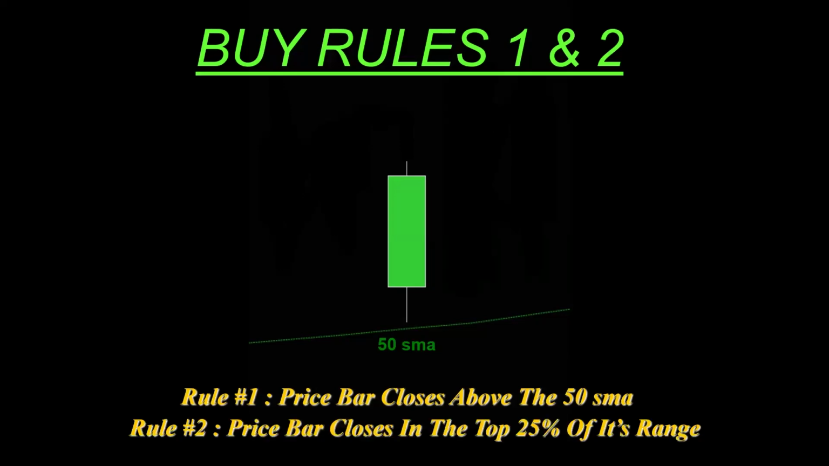Now, rule number 2, that same price bar closes in the top 25% of its range. All right, so what does that mean? Well, in other words, if we divided this price bar into 4 separate equal parts, we want to close in that top 25%. You see, if we close above the 50 simple moving average, that's telling us that the overall trend is up. And when that same price bar closes in the top 25%, it's telling us that the short-term trend is up. So now you have the short-term and the overall trend in sync.